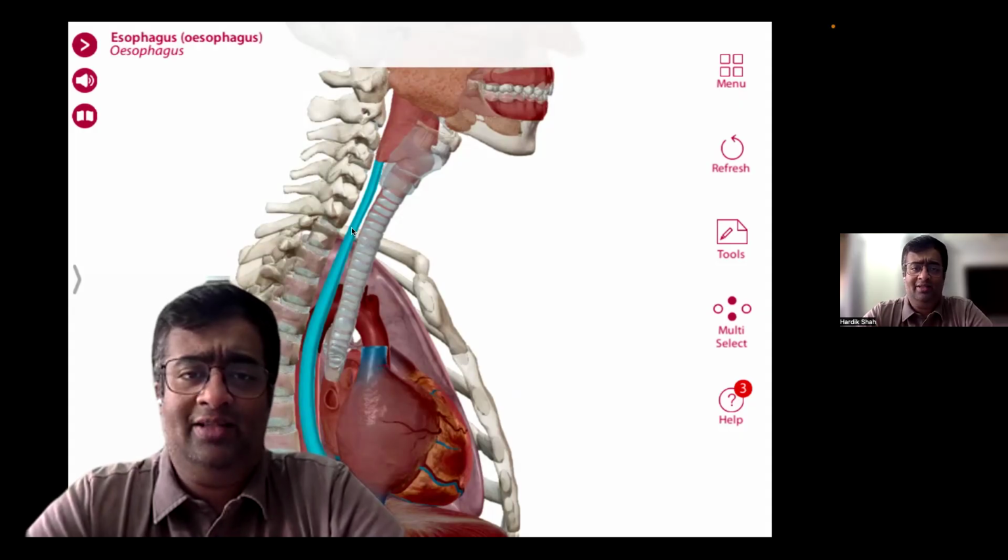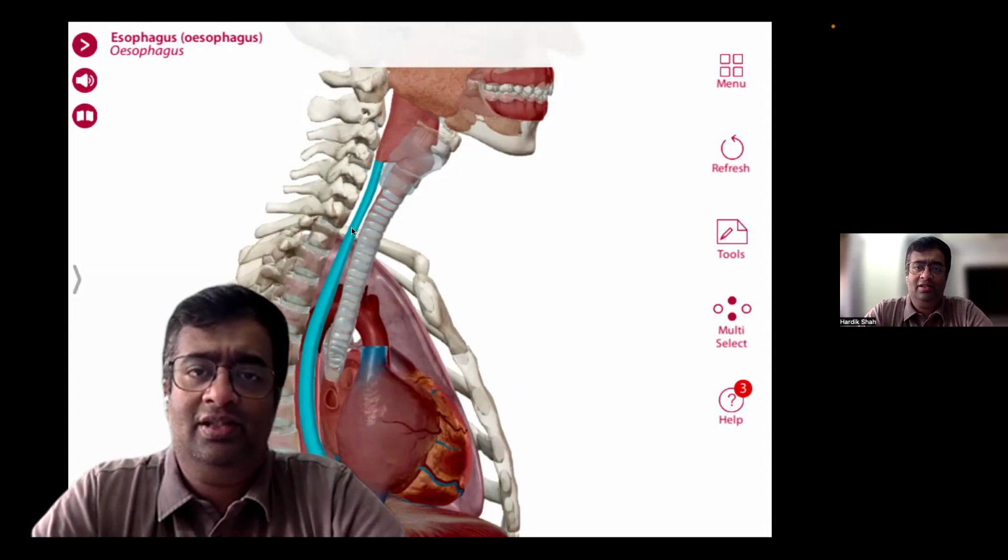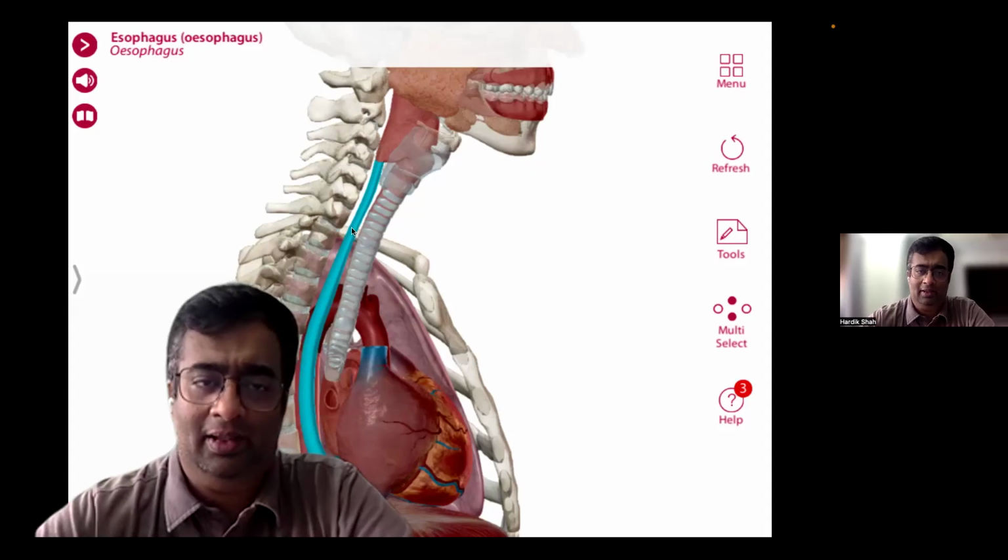No chemical digestion takes place in the esophagus because the wall of the esophagus does not secrete any kind of enzyme. The function of the esophagus is to conduct the food by peristalsis up to the stomach.